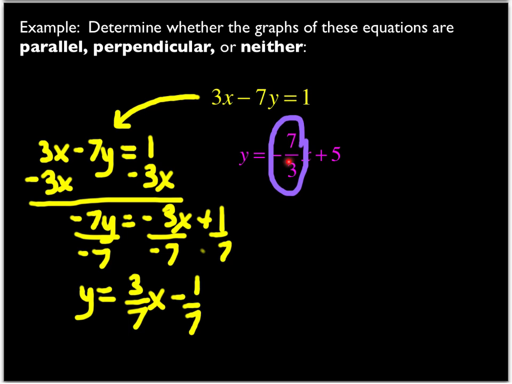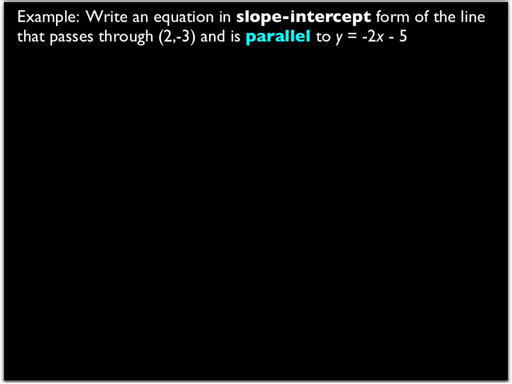Well, they're not the same, obviously, so they can't be parallel. Can they be perpendicular? And the answer is yes, because indeed these are opposite reciprocal slopes of each other, and so therefore I can conclude that these two lines are perpendicular. There's my symbol for that. So you might need to do a little rearranging of things, but again, we're just mainly focusing on the slopes of these two equations.